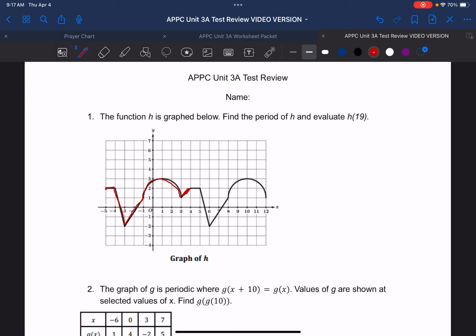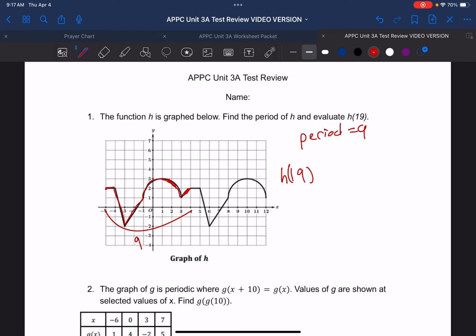Okay, so that's a full cycle right there, highlighted in red. That is a gap of 9, so my period is 9. So to evaluate h of 19, because you can see the farthest my x-axis goes is to 12.